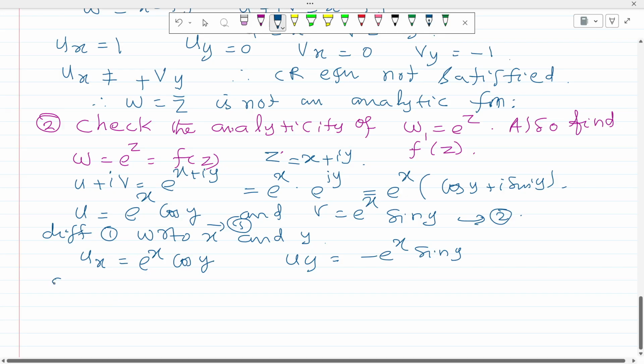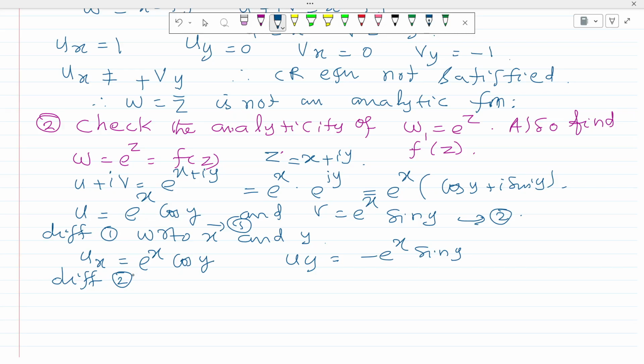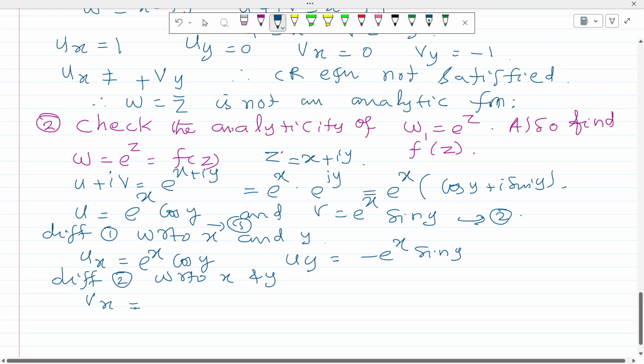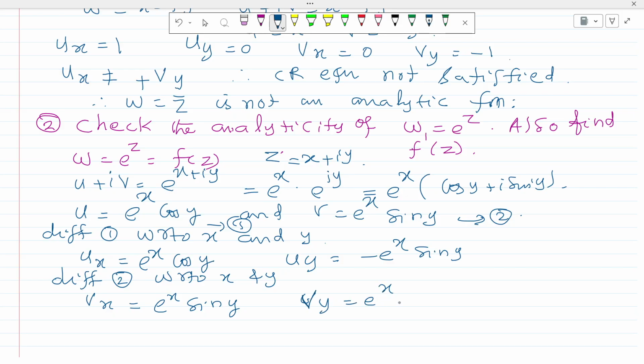Differentiate 2 with respect to x and y. Then what you get? vx equal to e power x sin y, vy equal to e power x cos y, na.